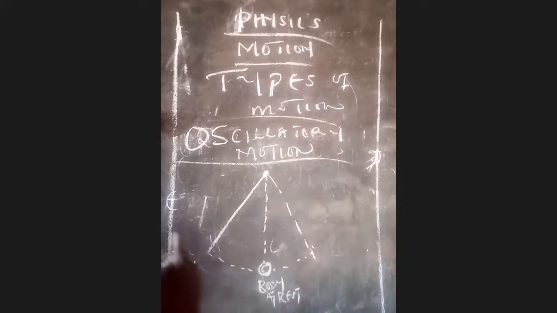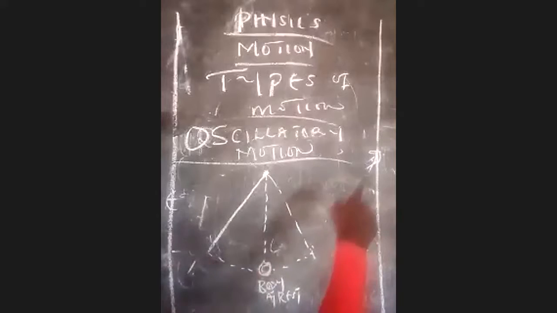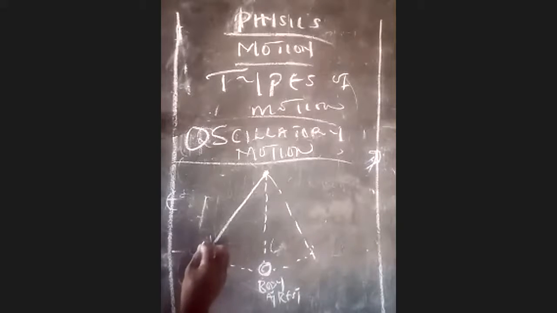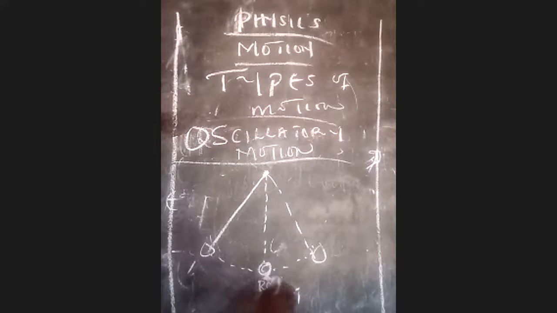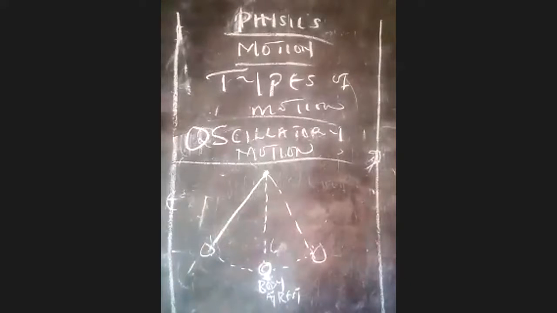It goes like this, comes like this, goes like this, comes like this, in a fixed direction. This type of movement is what we refer to as oscillatory motion. But the center here is the point of rest of the body.